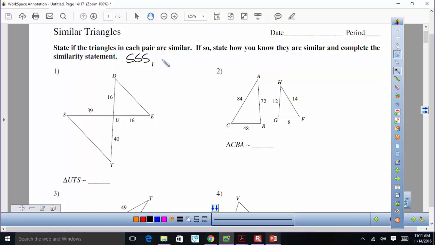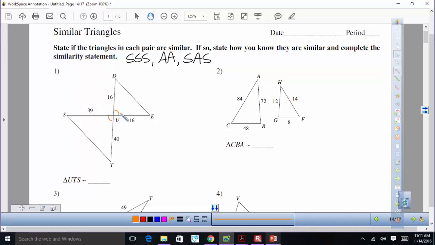Okay. Then I have angle, angle. Am I given 2 equal angles? No. And then I have side, angle, side. So which one of these are we going to have to use? Side, angle, side. Now, I don't actually have an angle here, so what would y'all do? Very good. We have vertical angles. So this angle and this angle is congruent.